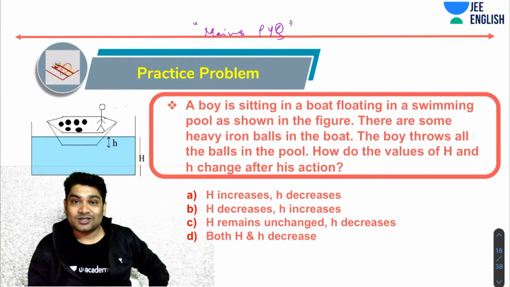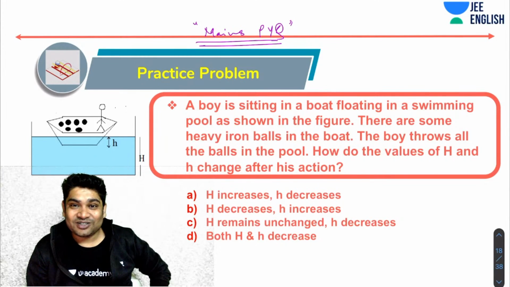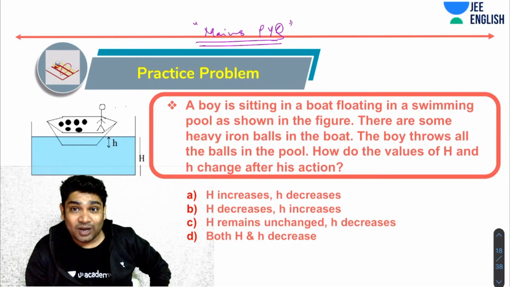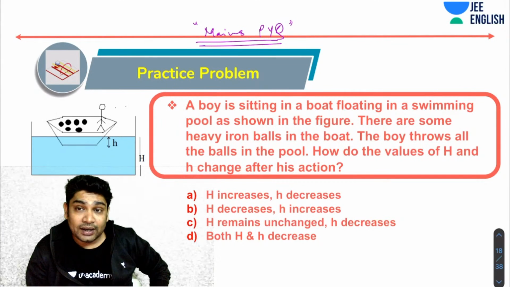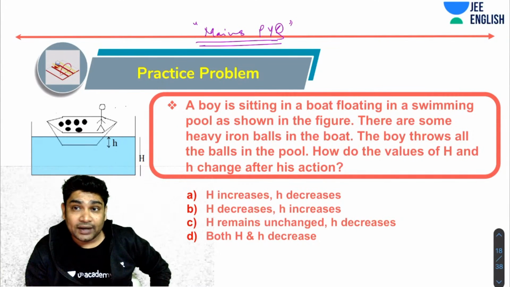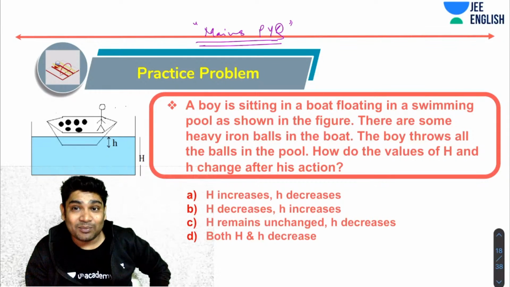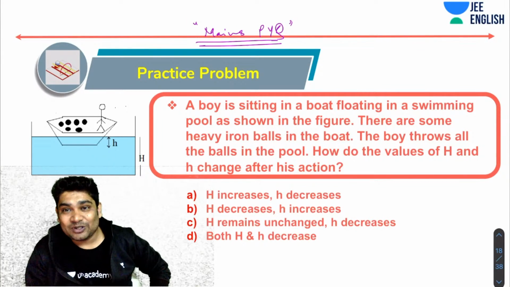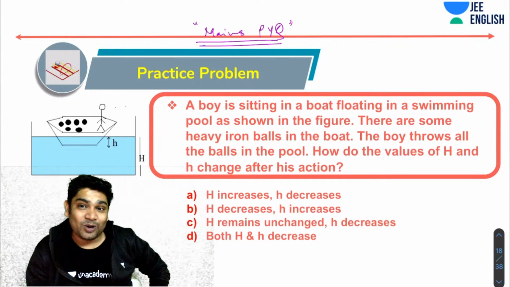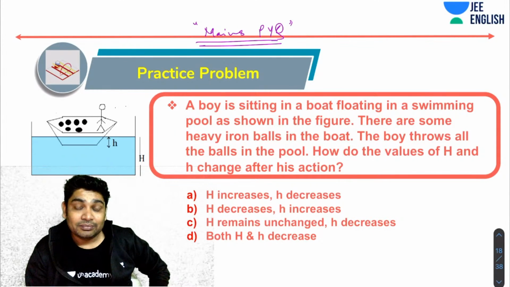Okay, so let's talk about this. You have been told a boy is sitting in a boat floating in a swimming pool as shown in the figure. Now, there are some heavy iron balls in the boat, and the boy throws all the balls into the pool. What happens to the values of capital H and small h after his action?